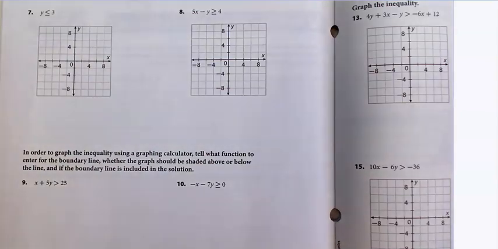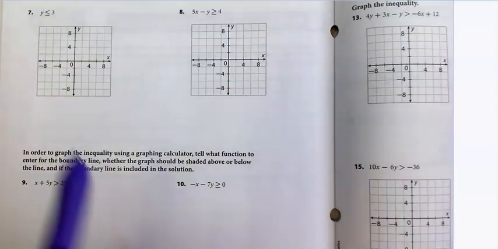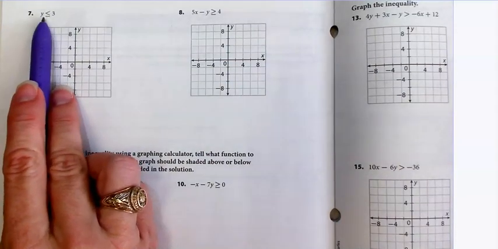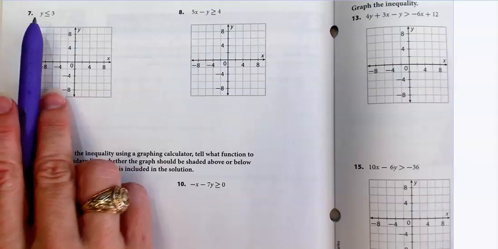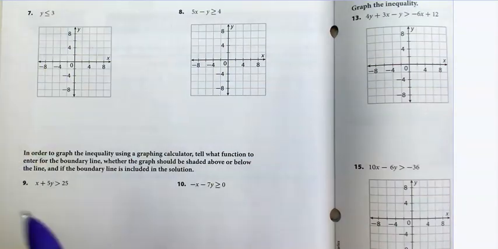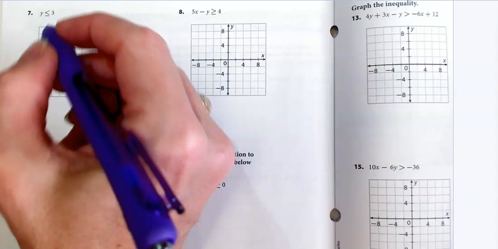All right, I'm going to jump around and do a couple of other examples. I'm going to start with number 7. y is less than or equal to 3. Guys, remember that when you have just y is a number, then you have no slope, which means that this is a horizontal line.